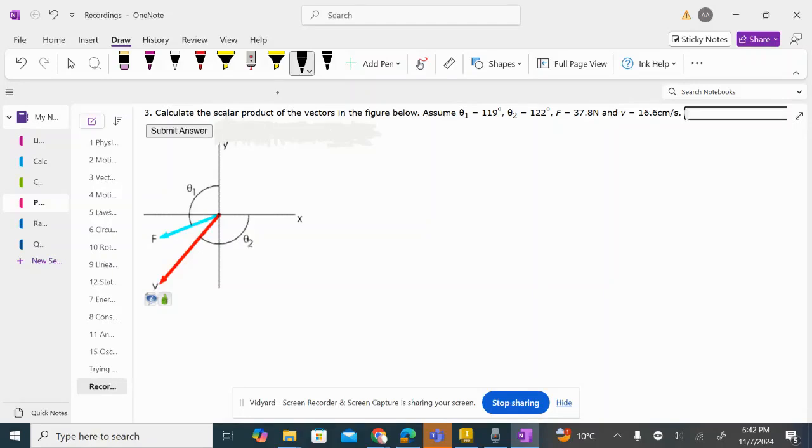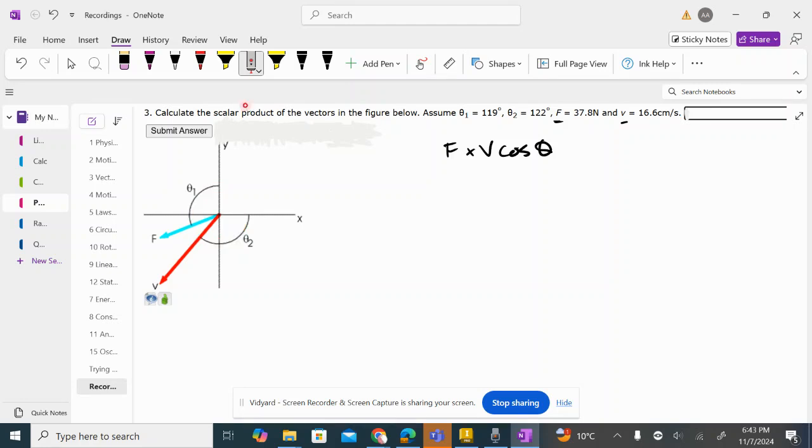To get the scalar product, we're doing some vector, which in this case would be F and V. We're going to do F times V cos theta. Now you may be wondering, which theta? The answer is none of them, because none of them is the correct theta that we need. We don't need this, we don't need this, we don't need this, we don't need this.